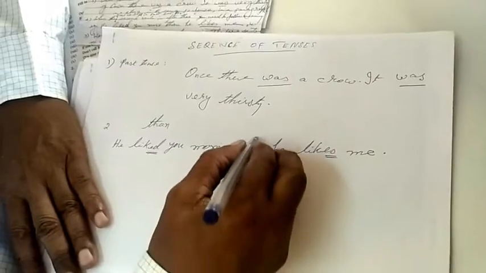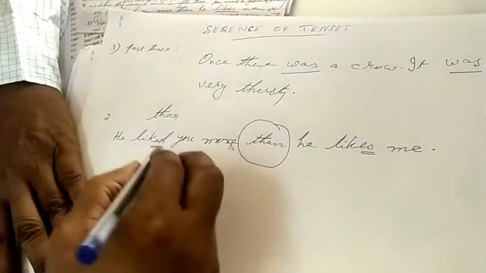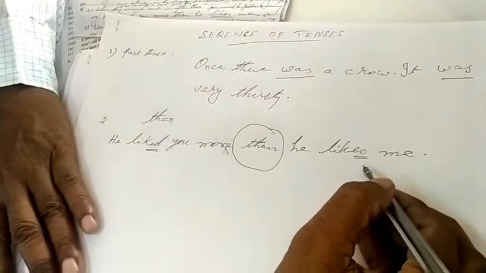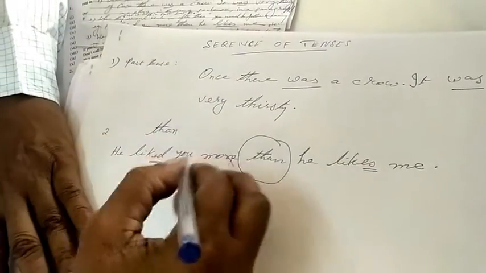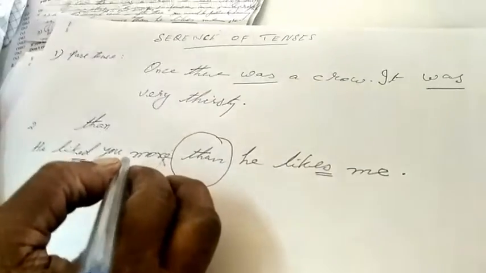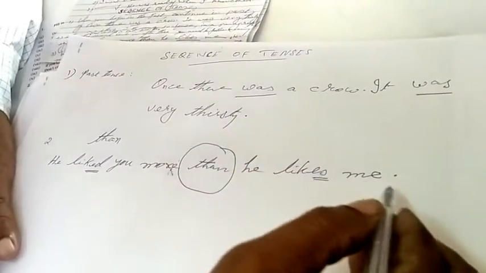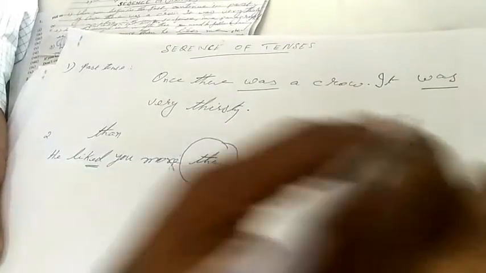Therefore, when you are using the joining word than, you can compare it with the present. It could be a past. He liked you more than he liked me. Oh yes, quite possible. Or he liked you more than he might like me. Future tense. All that is possible.